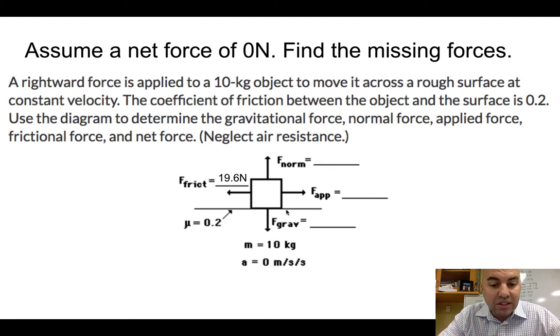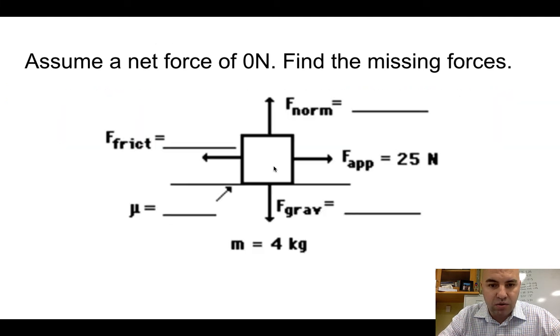If I have a mass of 10 kilograms, I have a force of gravity of 10 kilograms times 9.8 meters per second squared, which gives me 98 newtons. So that means our normal force is going to be 98 newtons. All right, let's skip this one.